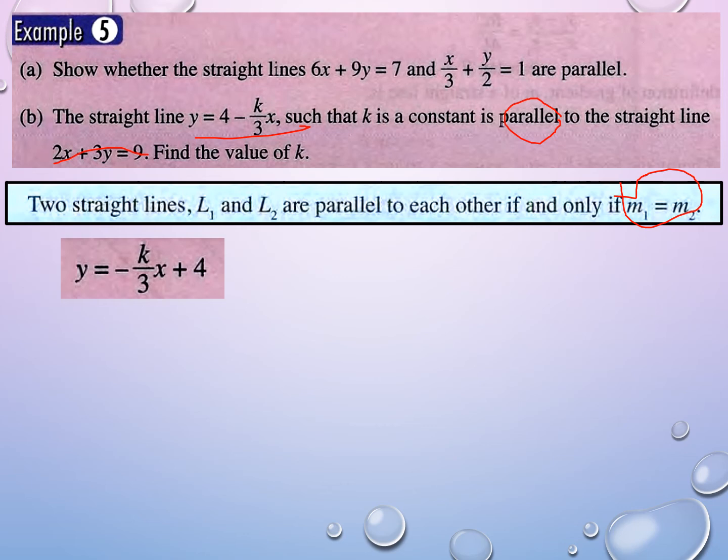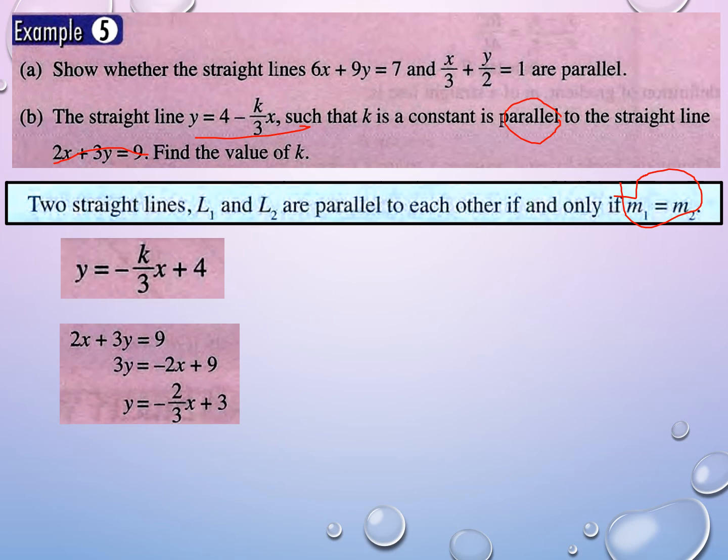Then the second equation, you also change to gradient form. So this is the m, and this is also the m. Since they are parallel, this should equal this.